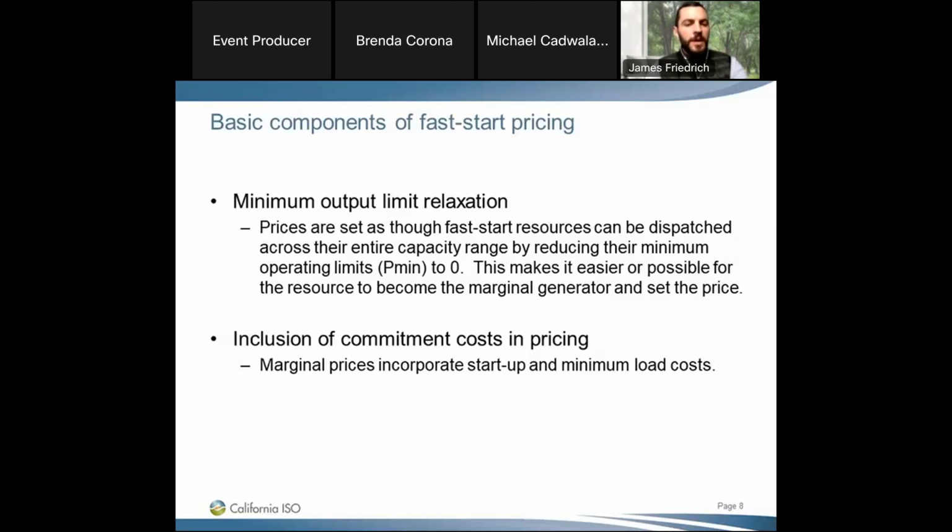So the second concept is inclusion of commitment costs within pricing. We saw in the examples from workshop 1 that the marginal prices do not incorporate commitment costs. They only incorporate the incremental energy costs. And so fast start pricing seeks to have methods in which commitment costs can be included within the marginal price, such that the marginal price incorporates things like startup and minimum load costs and fully represents the incremental cost of starting the unit to meet demand.